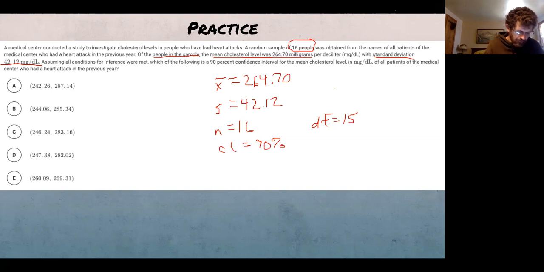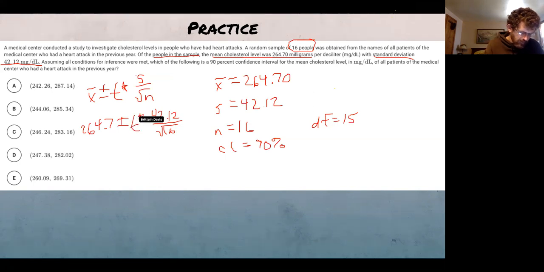We need to first of all know what our formula is. X bar plus or minus T star with S divided by the square root of N. We know some values, 264.7 plus or minus. I don't know T star yet, so I'll put that in a second. 42.12 divided by square root of N, which is 16. All right. So I can go ahead and do that. I know the square root of 16 is 4. 42.12 divided by 4 is 10.53.